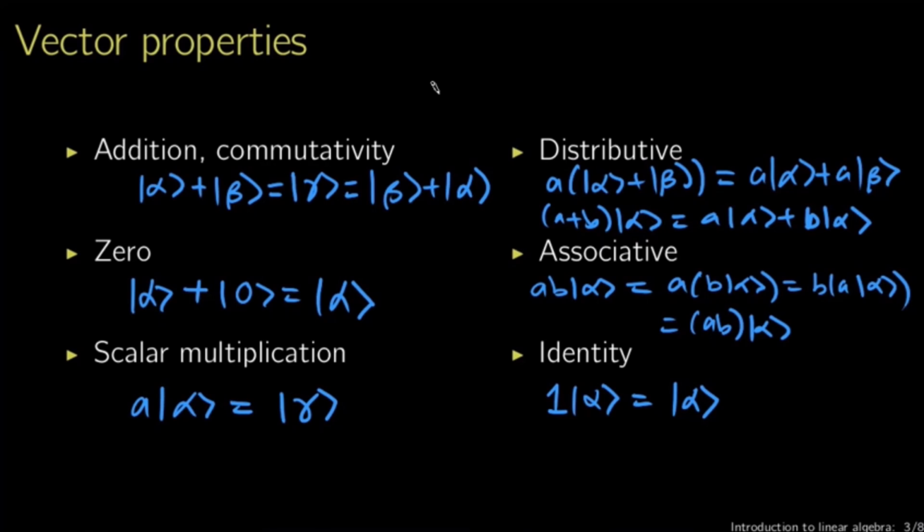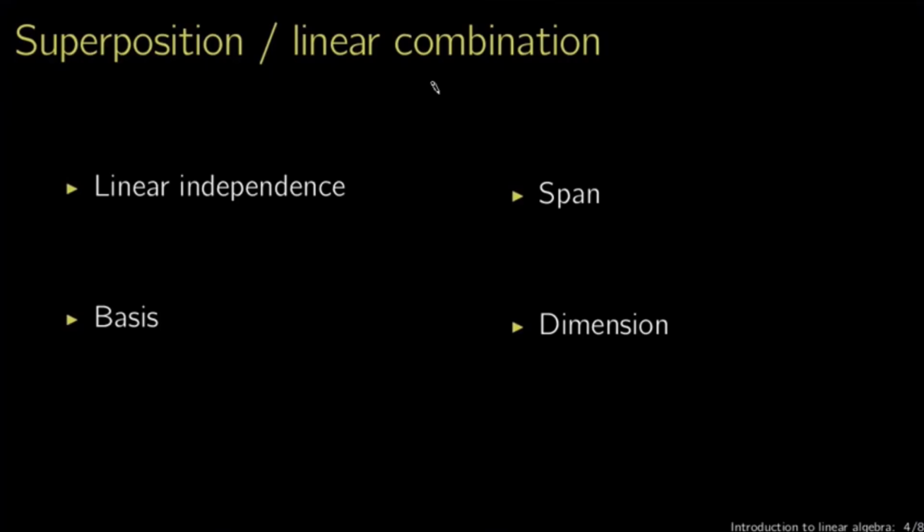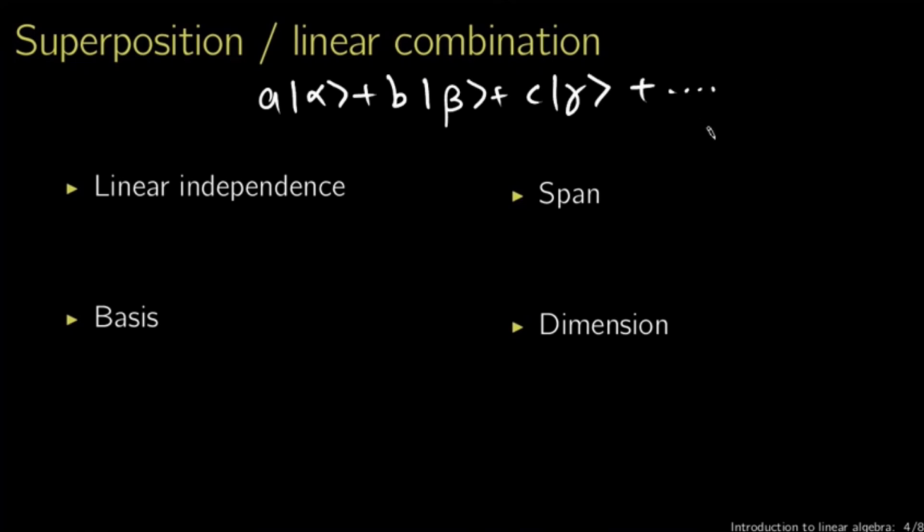Moving beyond the basic structure, one nice feature of vectors in linear algebra is that we can make linear combinations of them. For instance, if I have some scalar a times vector alpha plus scalar b vector beta plus scalar c vector gamma plus etc., I have a combination of vectors, each multiplied by scalars and all added together. This brings to mind a couple of useful concepts. First of all, linear independence.